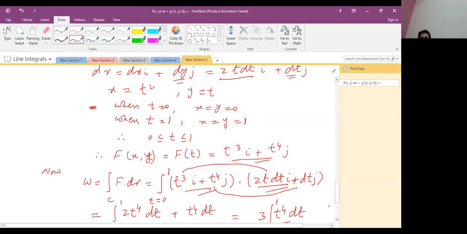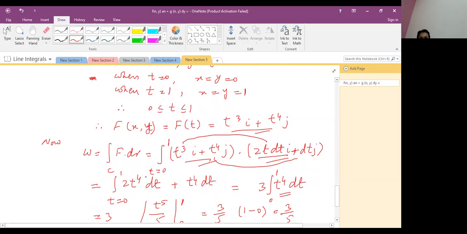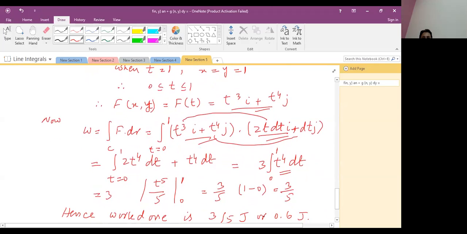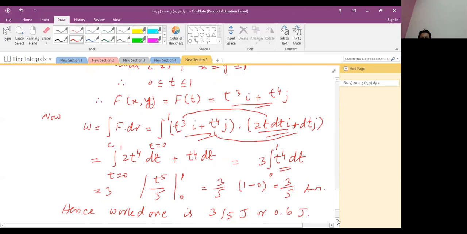So the line integral from 0 to 1, 2 times t4 into dt plus t4 into dt. Both are similar. So if we add together, 3 times the integral from 0 to 1, t4 into dt, we find the integral value. Applying the lower and upper limit, the answer is 3 upon 5. We write the answer. Hence, work done is 3 upon 5 joule or 0.6 joule in decimal.